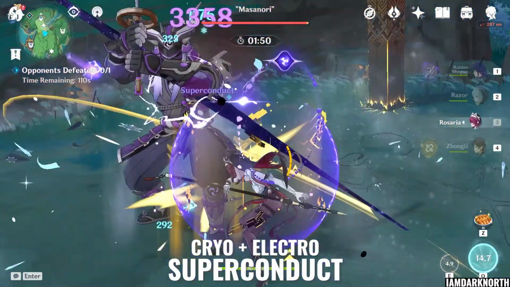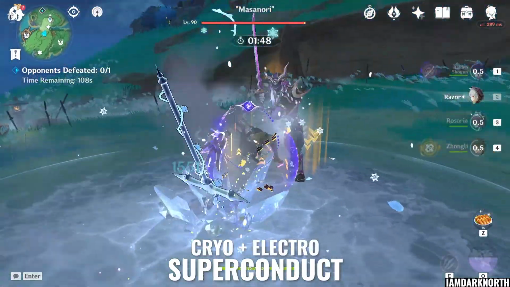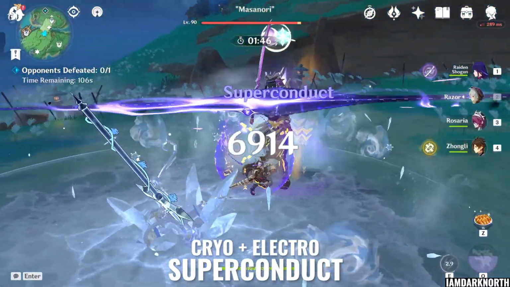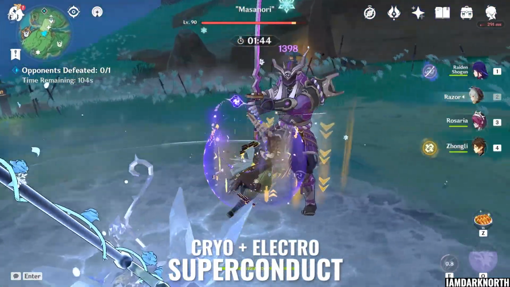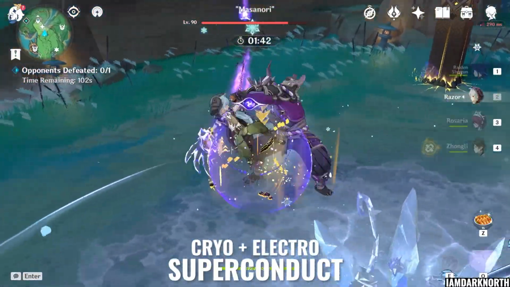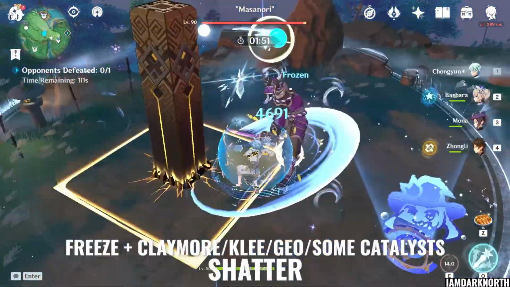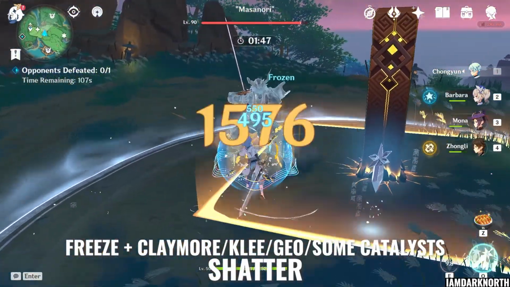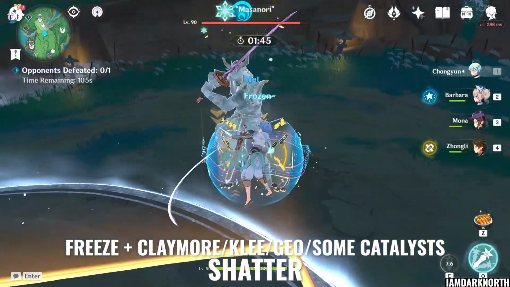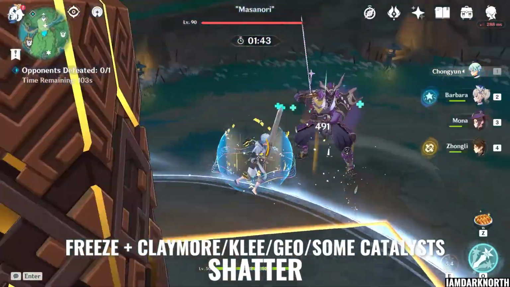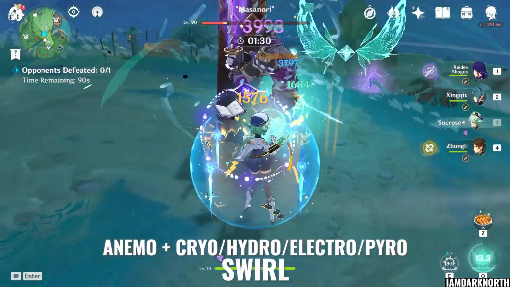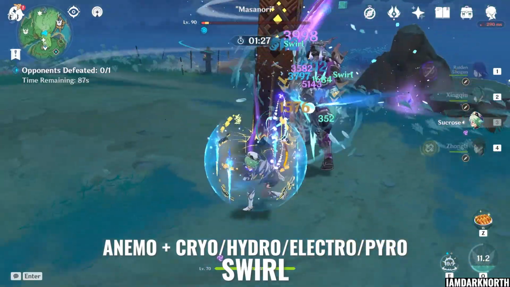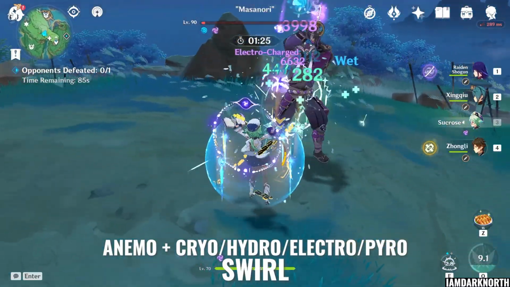Superconduct is triggered by Electro and Cryo reacting, causing a burst of AoE Cryo damage that also reduces the physical resistance of enemies affected by it by 40% for 12 seconds. Shatter is caused when a Claymore or Geo damage or Klee hits a frozen enemy, dealing physical damage and breaking freeze.